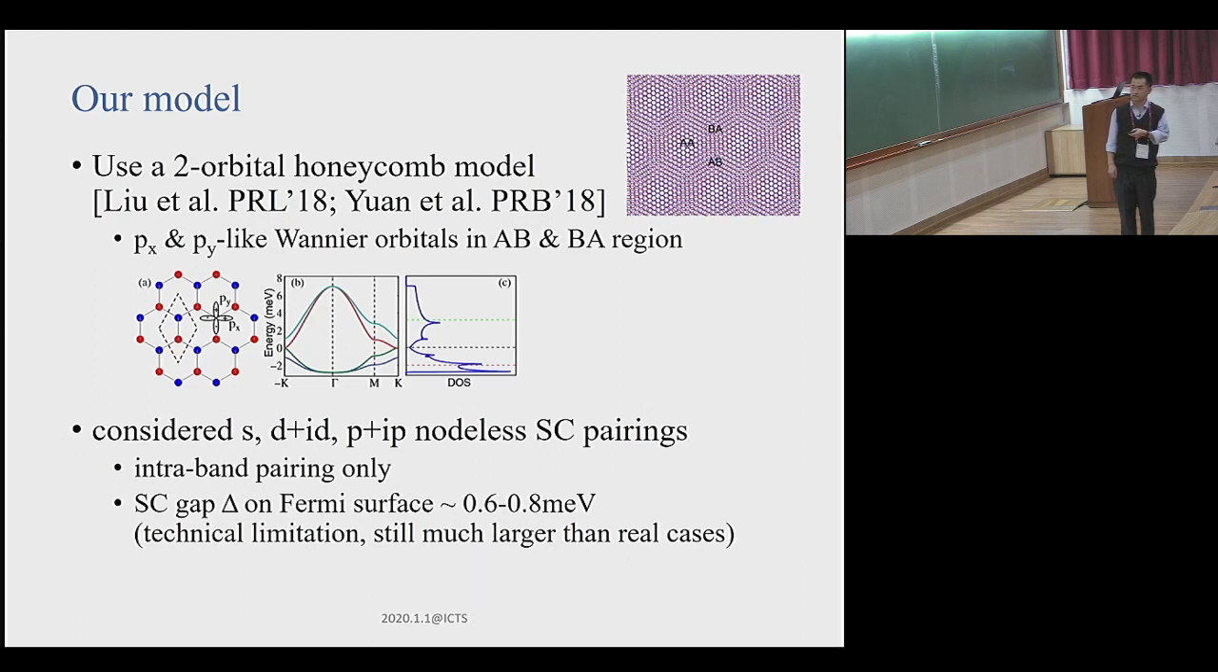And for numerical calculation, we put the superconducting gap on the Fermi surface to be less than 1 millielectron volt. You may think this looks like a small number, but think about the fact that the bandwidth is also very small. So this is not a very small gap. And compared to real experiments with a 1 Kelvin Tc, this is still several times larger, but we are limited by our technical calculation capability, so we cannot do even smaller gaps yet. And this actually gives us some technical difficulty and artifacts.